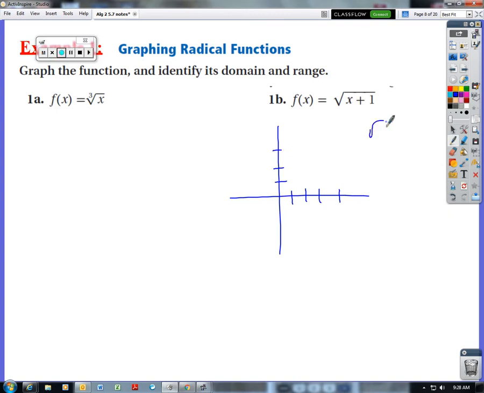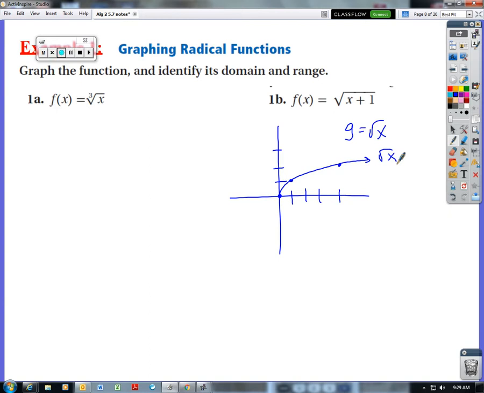I'm just going to graph the square root of x first, and hopefully you're okay with doing this without a t-chart. Square root of 0 is 0, the square root of 1 is 1, and then I'm going to skip to 4, 1, 2, 3, 4, because the square root of 4 is 2. So there's my parent.